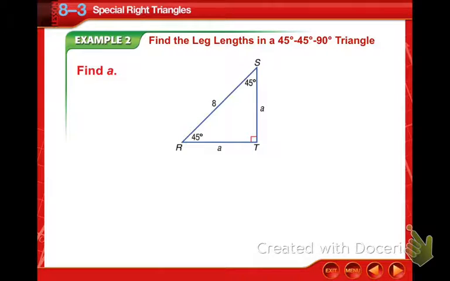All right. So now this next example, it's a bit more complicated. We're given our hypotenuse, and we need to find the leg. So now we're going to use that other formula I showed you earlier. The leg is equal to the hypotenuse over square root 2.